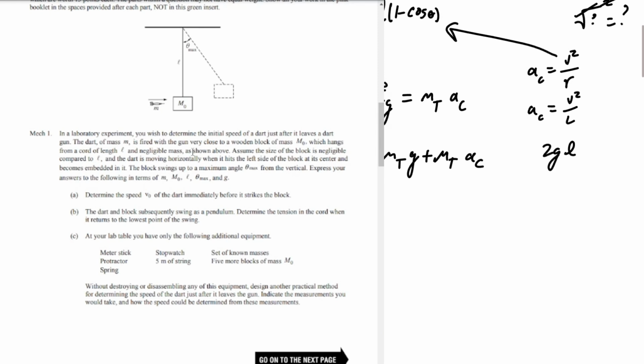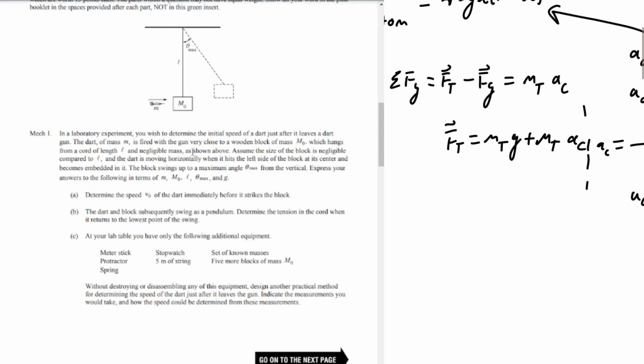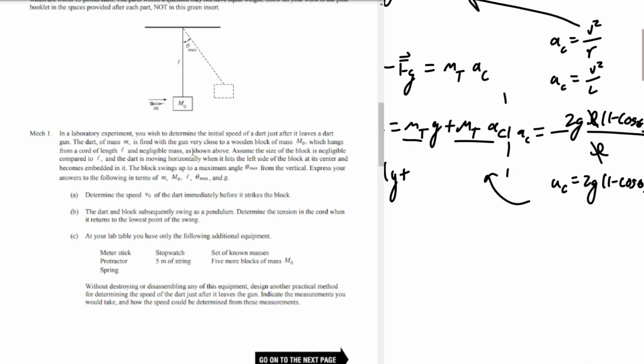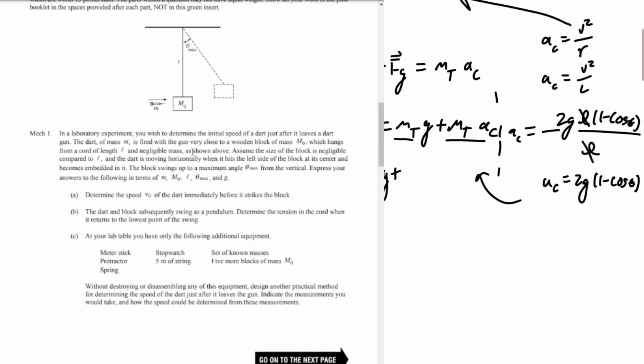I'll just write 2GL times 1 minus cos theta over L equals the centripetal acceleration. Well, these L's cancel, so my centripetal acceleration is actually 2G times 1 minus cos theta. Now I'll plug that into this equation, and I see MT is in both of these expressions, so I'm going to factor it out as well. I apologize if I'm moving a little fast. You can slow down the video. But, yeah. So G plus, and our centripetal acceleration was 2G times 1 minus cos theta.